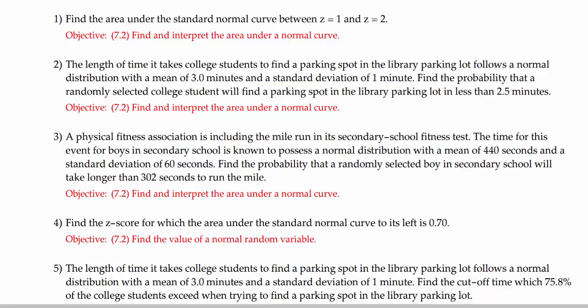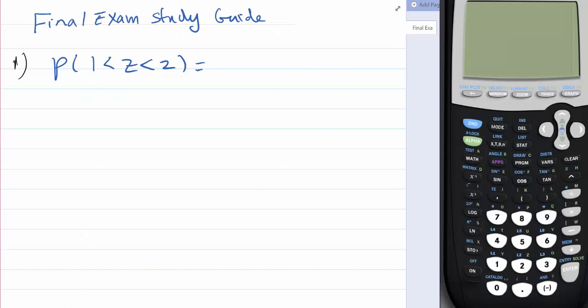Okay, in this video I'm going to work out the solution to most of the questions, or if not all of them, the questions from the final exam study guide. I'm going to begin with question 1. Find the area under the standard normal curve between z equals 1 and z equals 2. So this is what we need. We need a probability of z between 1 and 2.